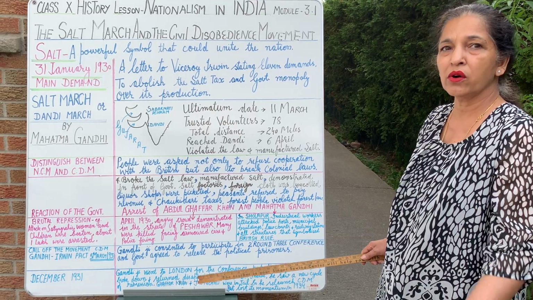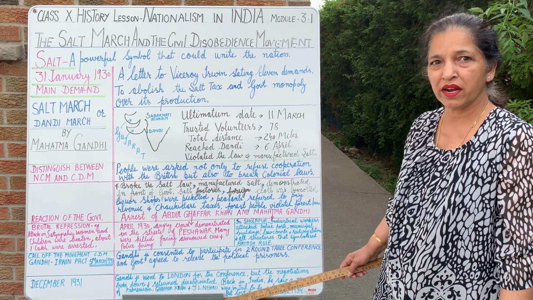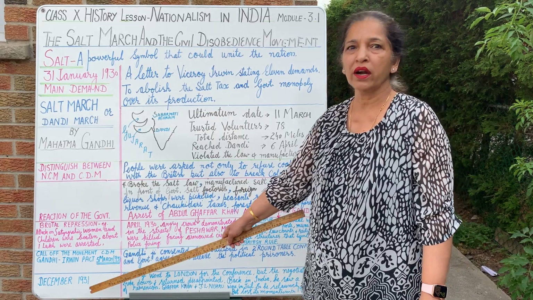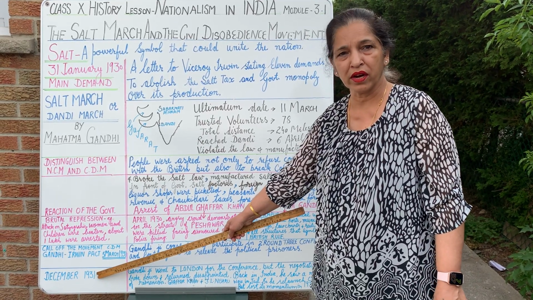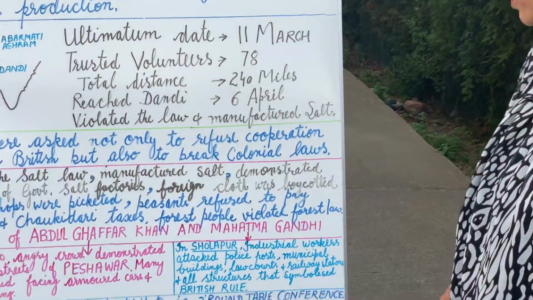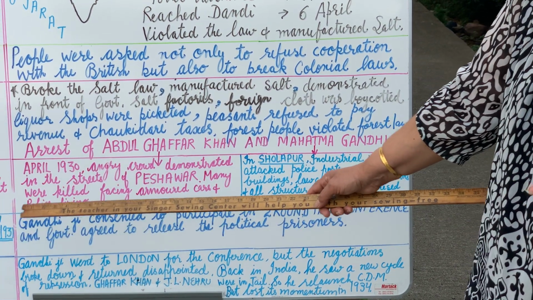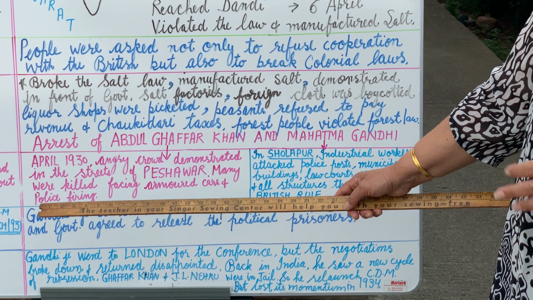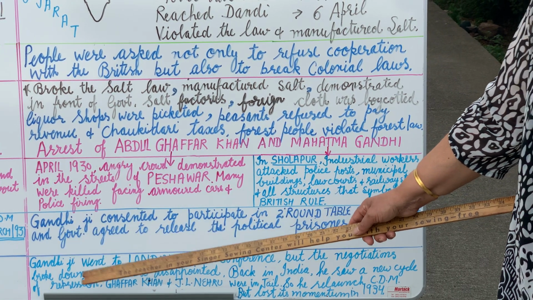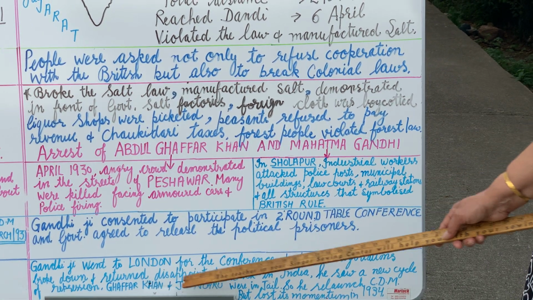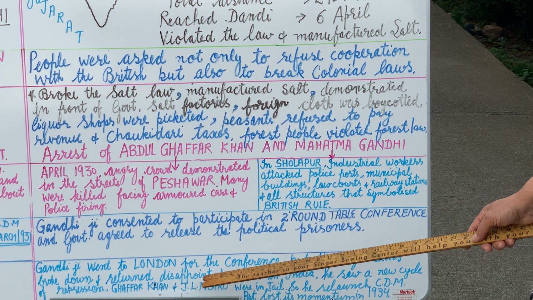So Mahatma Gandhi, according to this pact, went to London in December 1931 and attended the conference, but the negotiations broke down, meaning no solution was reached for Indian politics, constitutional reform or anything else, and he returned to India disappointed.